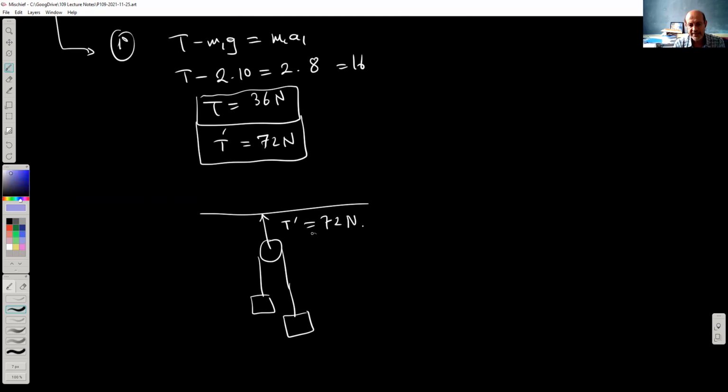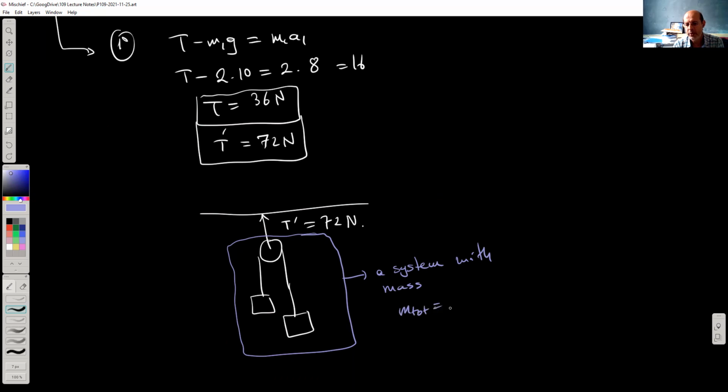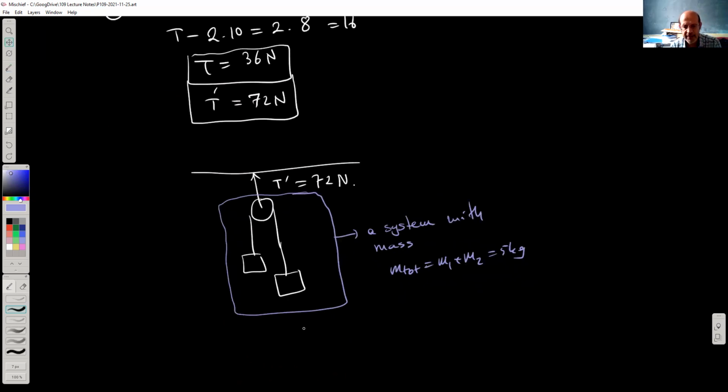What I can do is consider this whole thing as a system, right? This is a system with a mass, let's say the total mass, which is basically M1 plus M2. The pulley is massless, so as a result, this is 5 kilograms. So apparently, the total weight here is equal to, what is it? The total mass times gravity. So that's 50 kilograms.